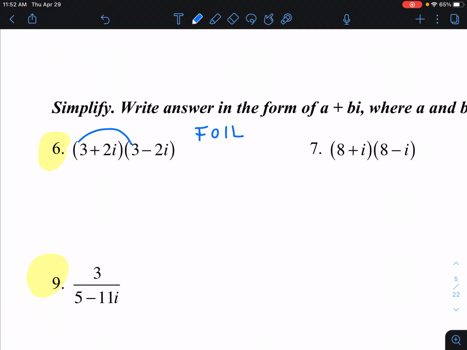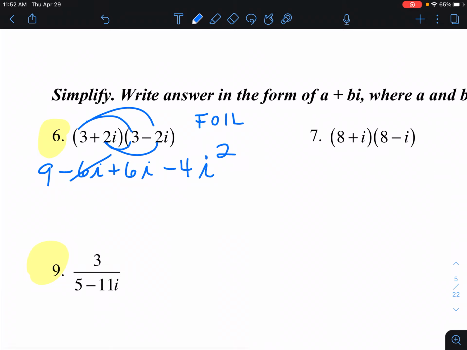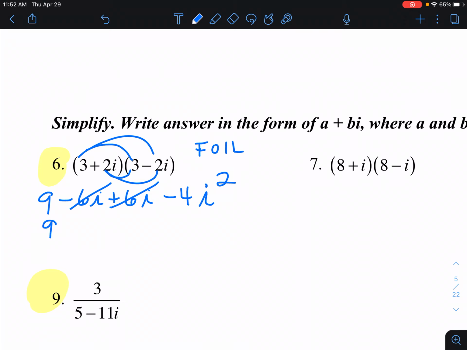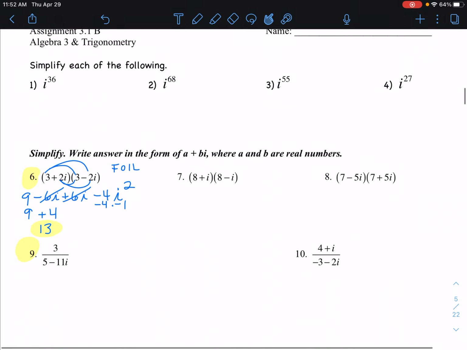So first, outer, inner, and last. All right, so negative 6i plus 6i add up to 0, so get rid of it. Bring down the 9, and then minus 4 times negative 1 for the i squared. That'll become 4. So put a plus 4, and then add to get 13, and there's your answer. So again, multiplying conjugates gets you a real number answer.